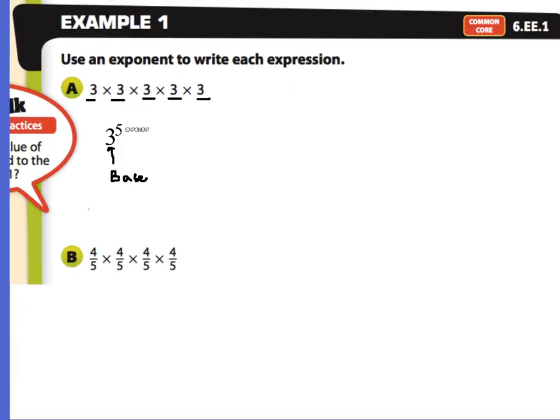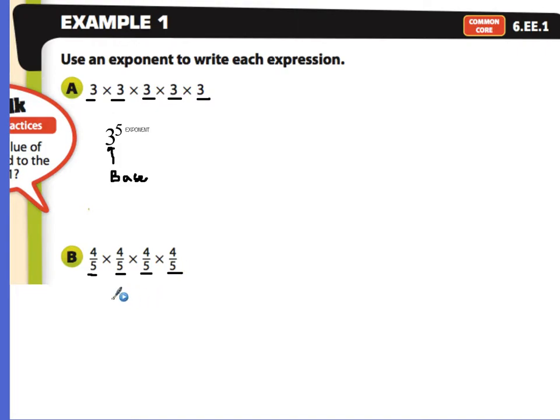All right, now what happens when that base number that's being multiplied is a fraction? Nothing. It's exactly the same. So we do the same thing. We count how many times we see that number. All right, little helper, help me out. 1, 2, 3, 4. All right, so we see 4/5 4 times.